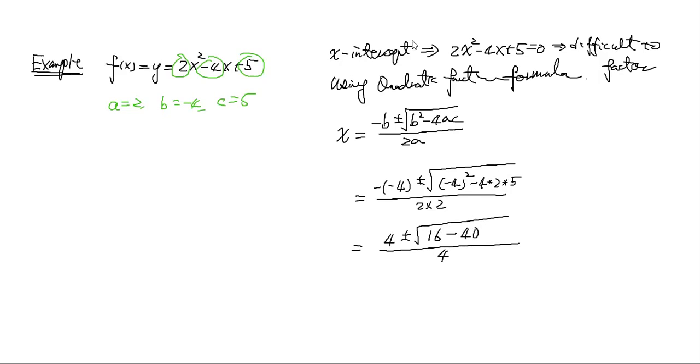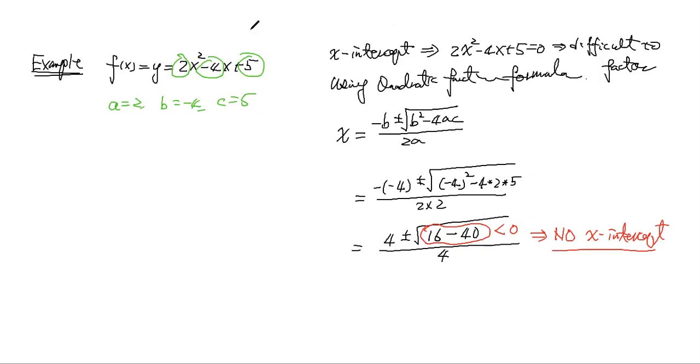Uh-oh, what did you find here? You find that this is less than zero. That means I cannot take the square root, right? So that means no x-intercept here, because inside the square root is less than 0. My quadratic formula tells me that.